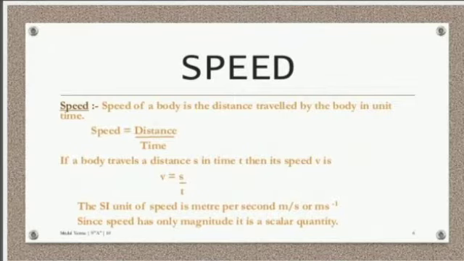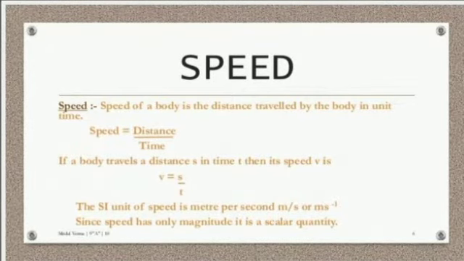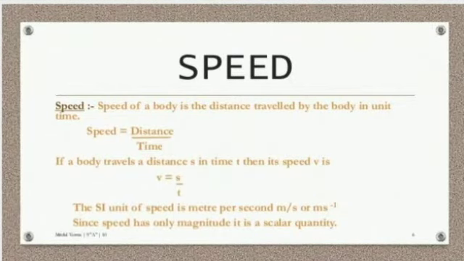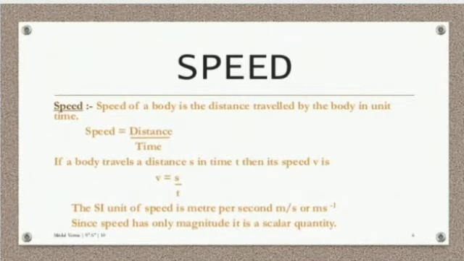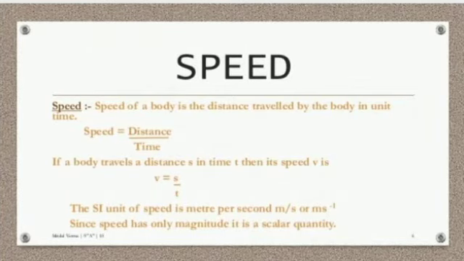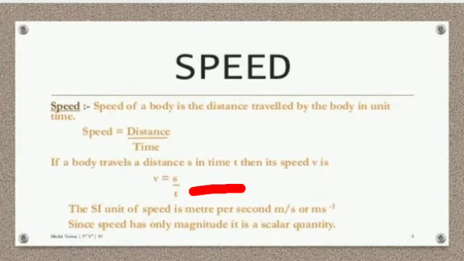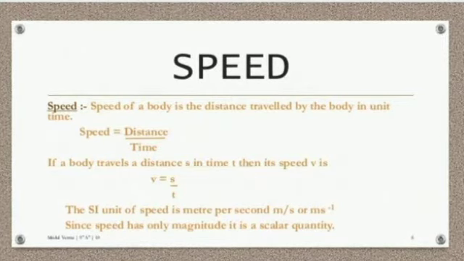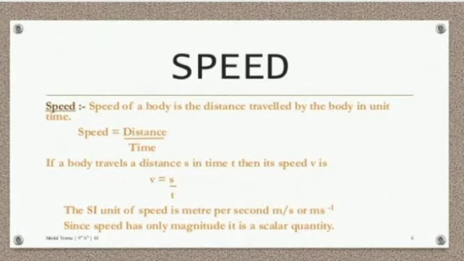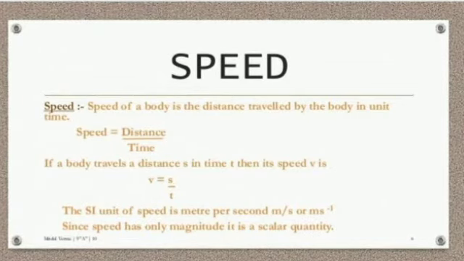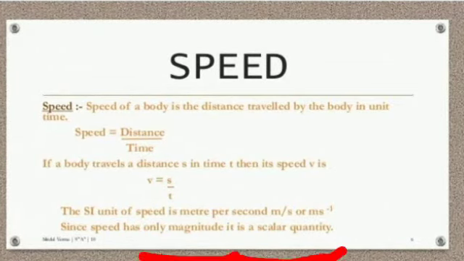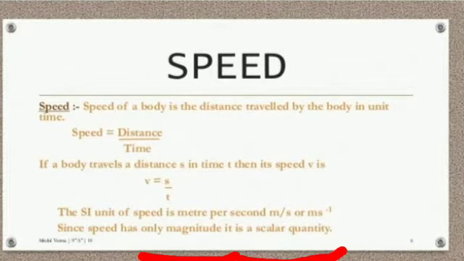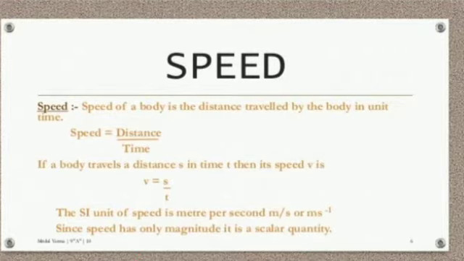Suppose you travel from one place to another place. You covered some distance, and at the same time some time passes. That is the unit time he is trying to say here. So you travel some distance in a certain time, and that is called speed. One thing you notice here, we are not talking about any direction. Simply we are talking about only distance and time.